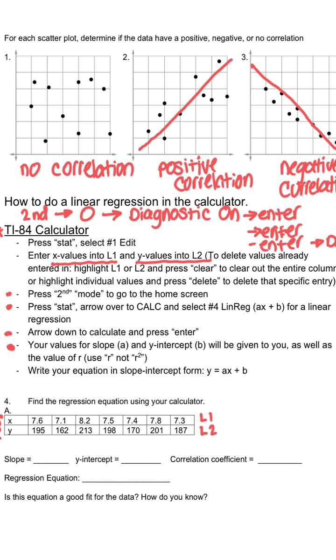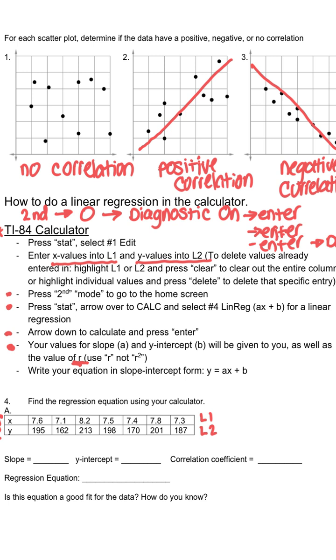That will be given to you right here, as well as the value of R. So you're going to use the one that says R, not R squared, but just R by itself. Now I want you to write your equation in slope-intercept form, y equals AX plus B. So let's go ahead and write down what we found on the calculator.